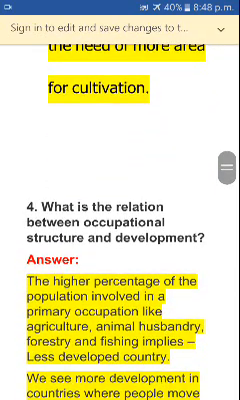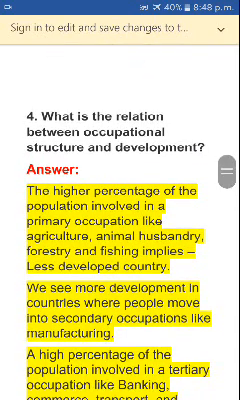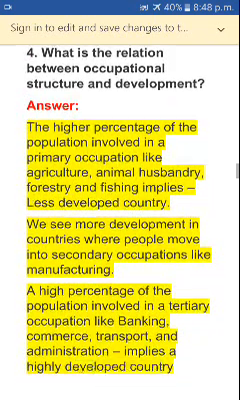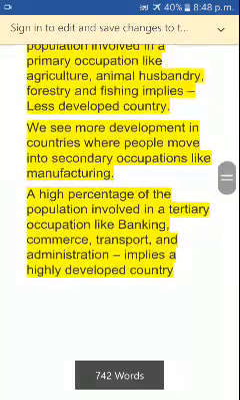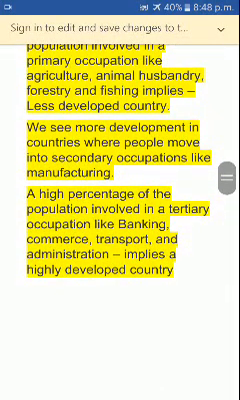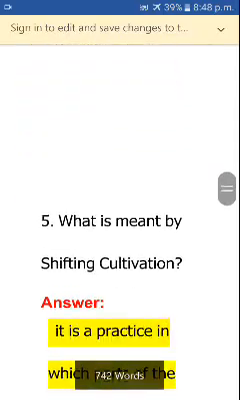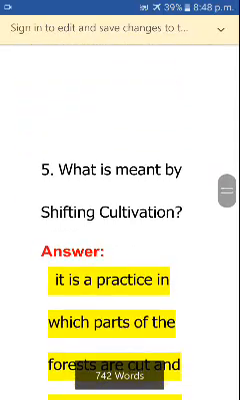Fourth one. What is the relation between occupational structure and development? The answer: a higher percentage of the population involved in primary occupations like agriculture, animal husbandry, forestry, and fishing implies a less developed country. We see more development in countries where people move into secondary occupations like manufacturing. A high percentage of the population involved in tertiary occupations like banking, commerce, transport, and administration implies a highly developed country.